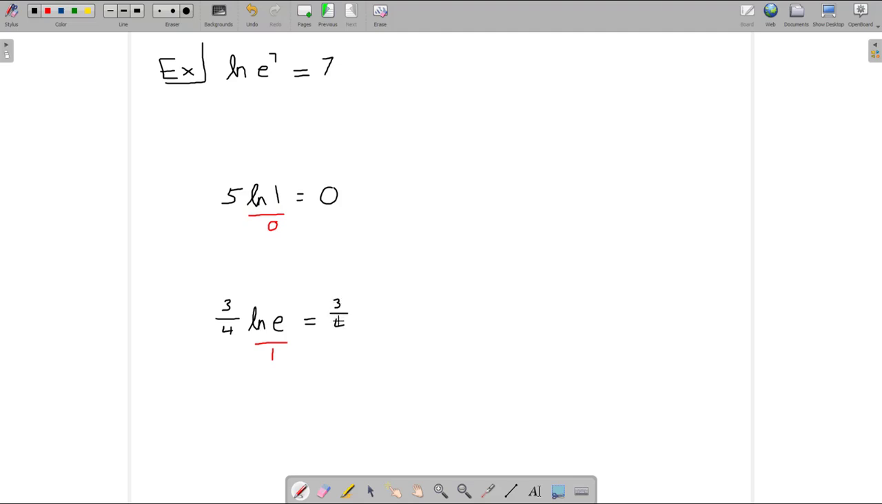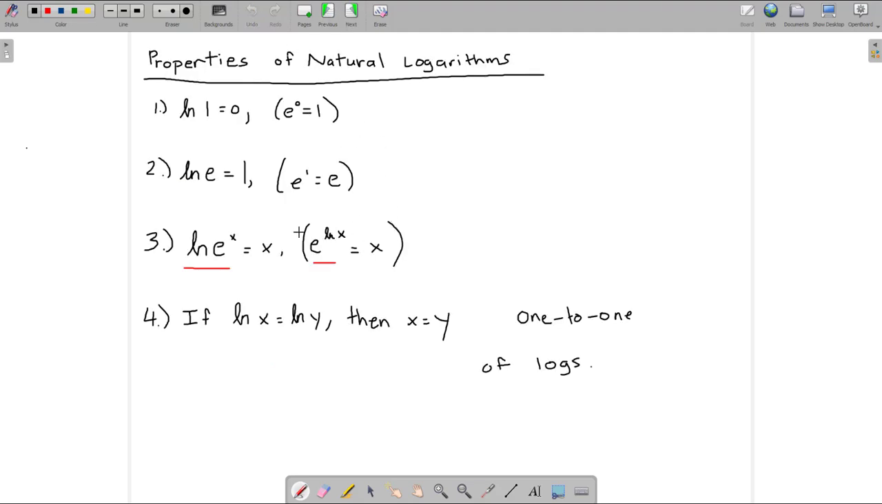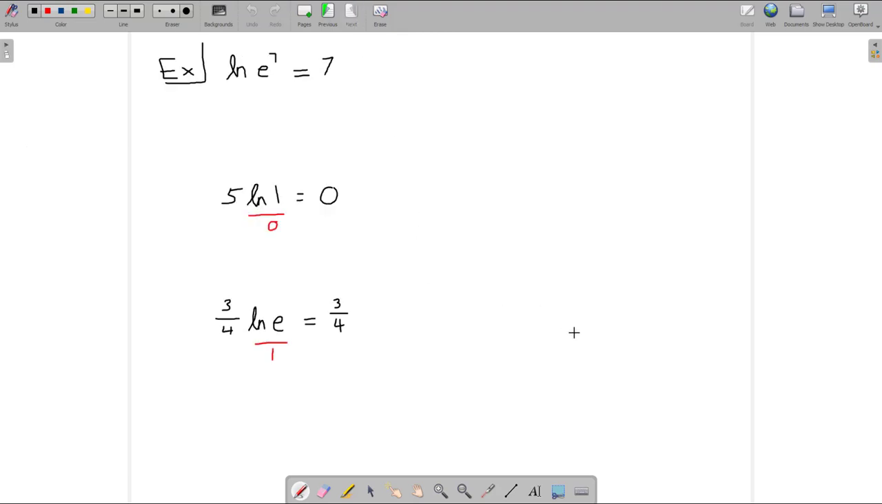So it's really just a matter of knowing how to simplify these expressions. These properties will come in handy a lot for that. So just make sure you can use these and apply them to whatever problems you might encounter.